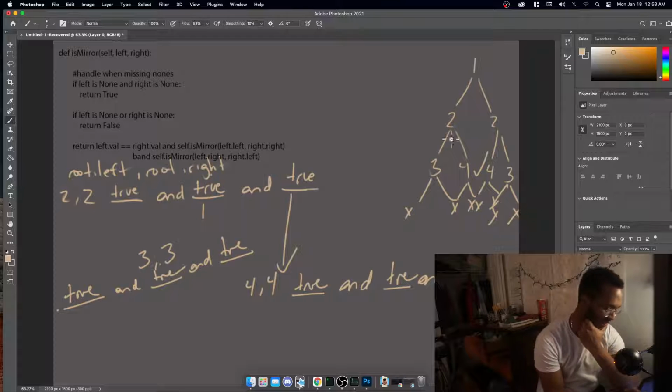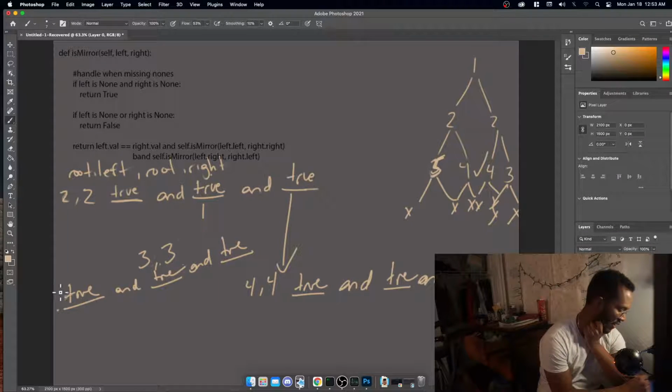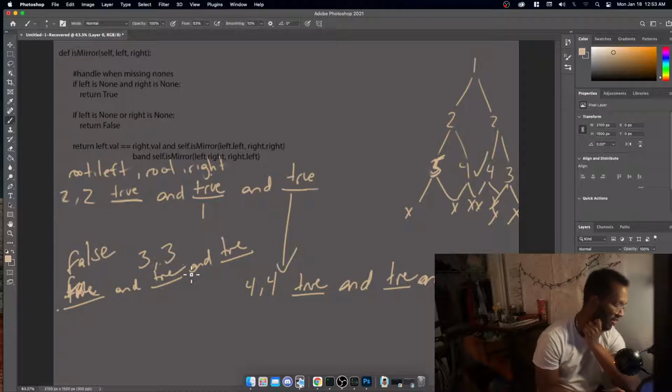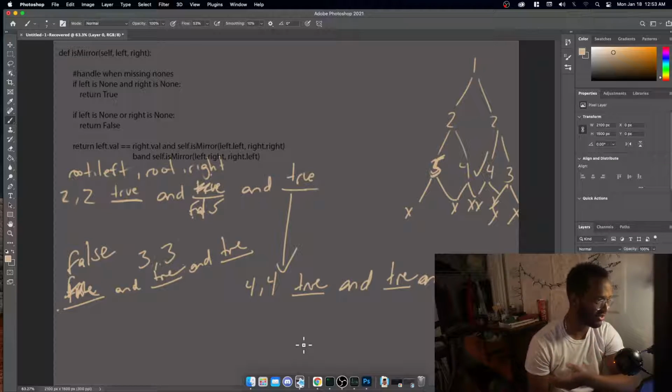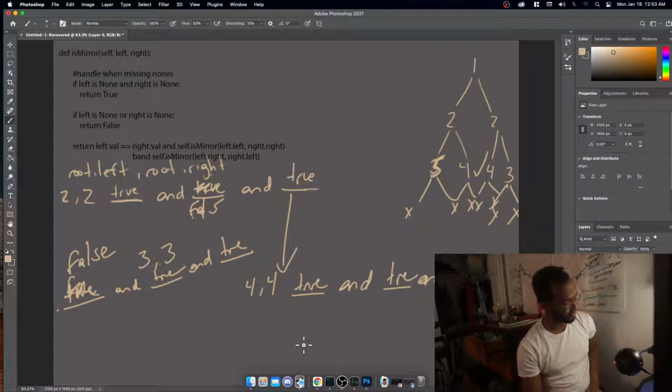And so if any of these nodes were not the same, like in case this was 5, what you would get is that one of these would become false. And if any of these are false, then false and true is false, right? And then this would make this false. True and false and true is false. And so this is how this works.